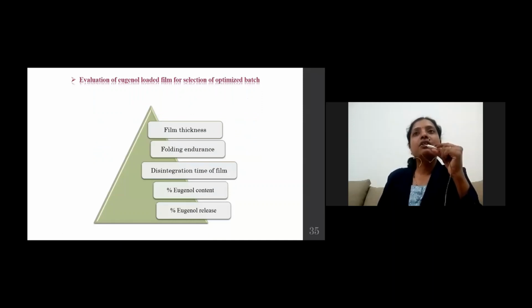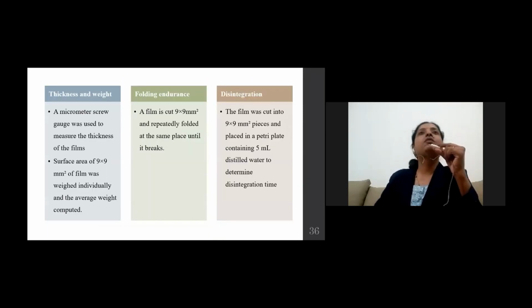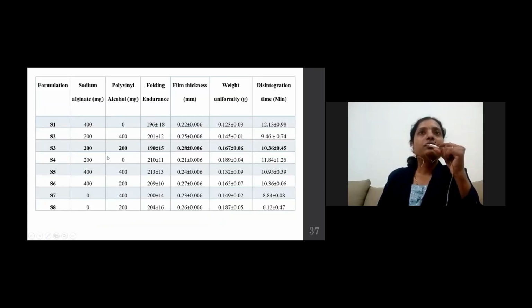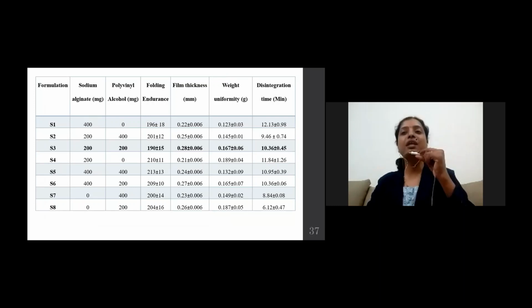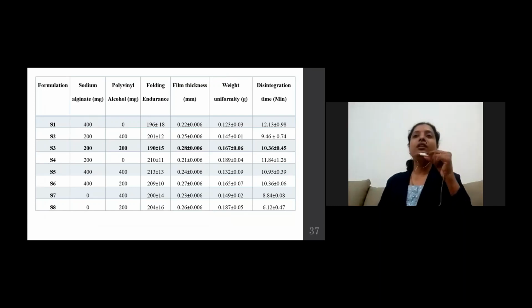Further, these films are evaluated individually and bilayer films are formed. They are evaluated for thickness, folding endurance, and disintegration. The formulations of the secondary film contain different compositions of sodium alginate and polyvinyl alcohol. The folding endurance ranged between almost 190 to 209. Folding endurance was calculated by repeatedly folding the film at the same point again and again till it breaks. Then film thickness was calculated by vernier caliper. It ranges from 0.21 to 0.28.